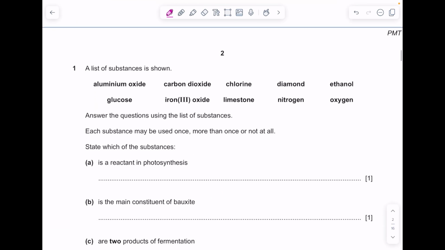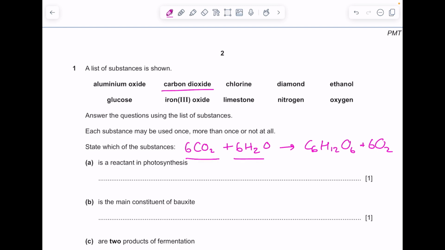A list of substances is shown. Answer the questions using the list of substances. Each substance may be used once, more than once, or not at all. State which of these substances is a reactant in photosynthesis. So remember, you react carbon dioxide with water to form glucose plus oxygen. So we're looking for either carbon dioxide or water. There it is, carbon dioxide.